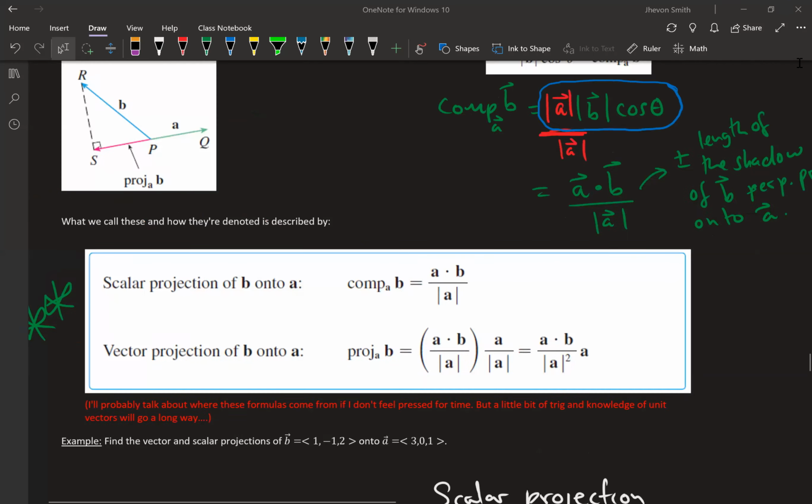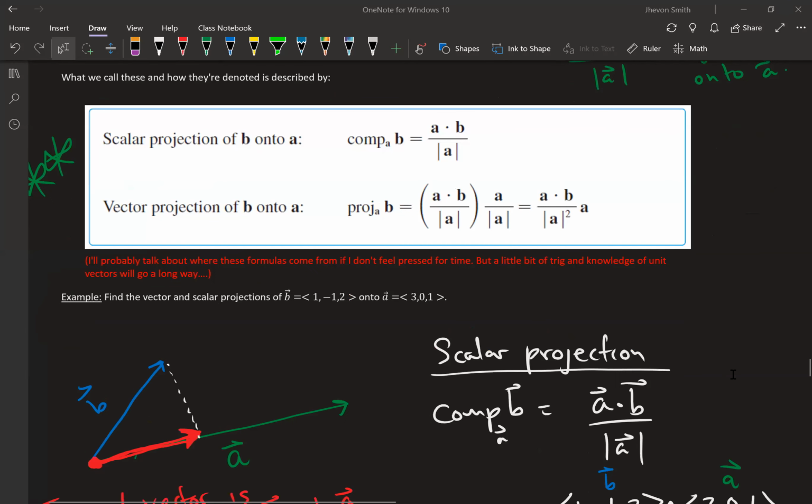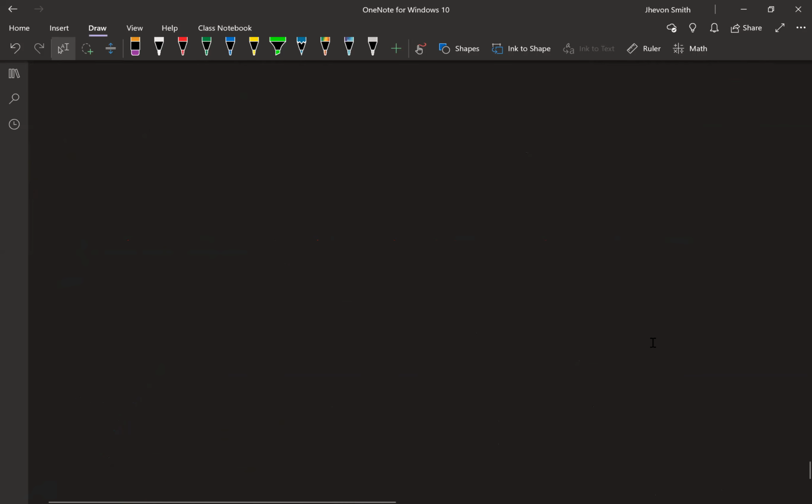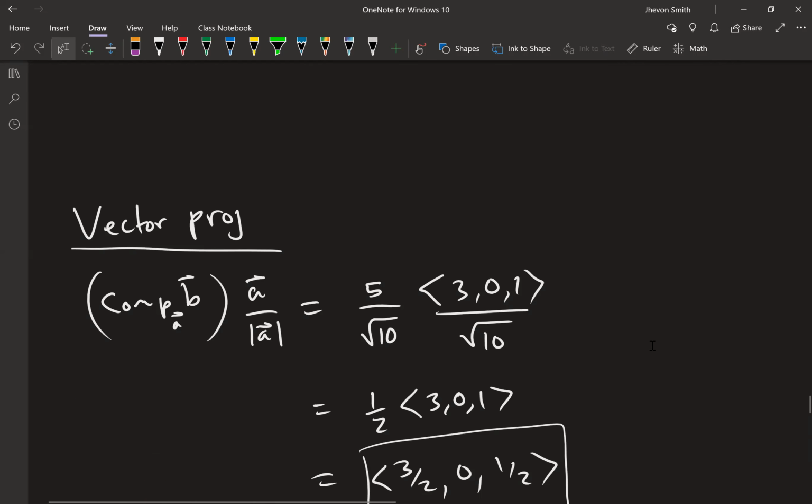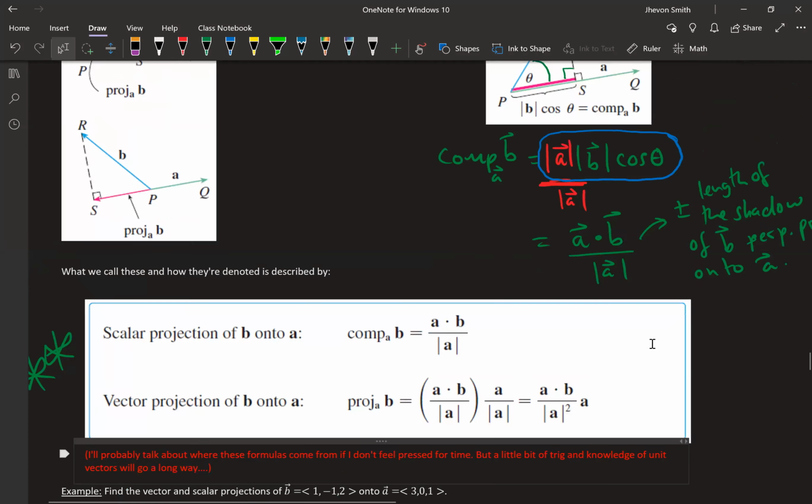Okay, so let me scroll up to the formulas again. Here you go. Take a picture of that. Because you should know those. And we're actually going to use those formulas to derive some things a little bit later. Okay, that's all I wanted to cover for the dot product so far.